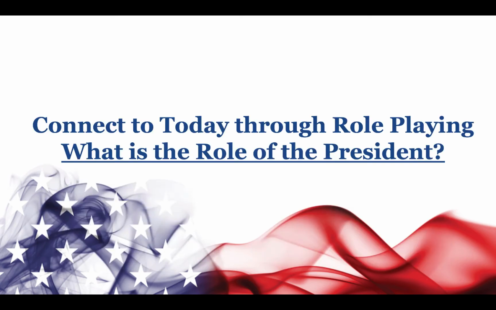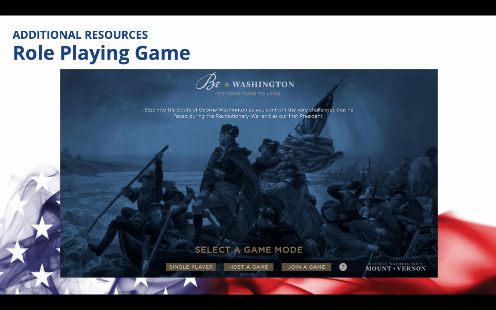Now, what are some other ways that you can connect your students to today? Well, when we're thinking about that question, what is the role of the president? We can connect them to today through role playing. Now, how can you do that? Well, online, you can search for a game called Be Washington. This is actually from George Washington's Mount Vernon estate online. So if you've ever been to the estate, they have an online presence as well. And they've developed this game where the person in Hamilton who played George Washington actually narrates this game as well. So there's a cool tie in there to Hamilton.